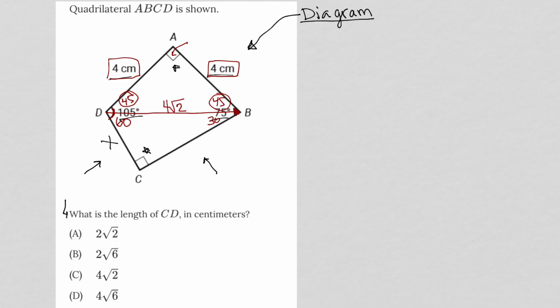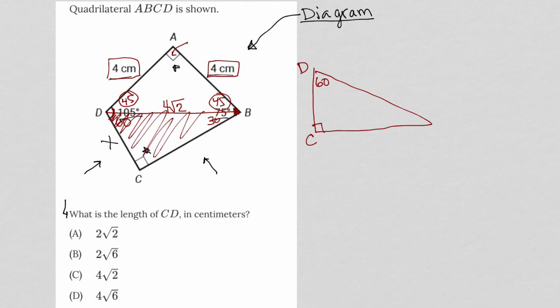I'm going to redraw this triangle. I'm going to draw it this way, where this is C with my right angle. This is D, but this is my 60 degrees D, right? So I'm basically redrawing everything in the bottom half of this quadrilateral. And this is 30 degrees. And I know that my hypotenuse is 4 square root 2. And I'm being asked to find the short side.